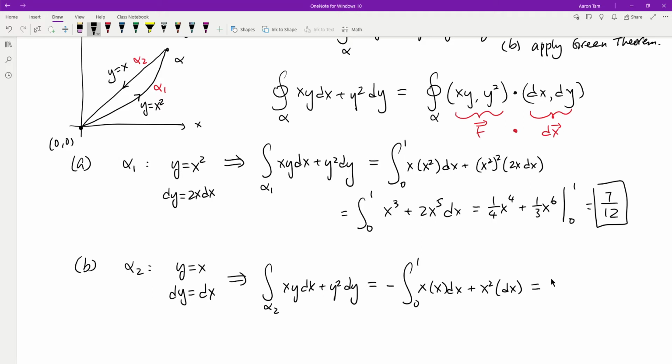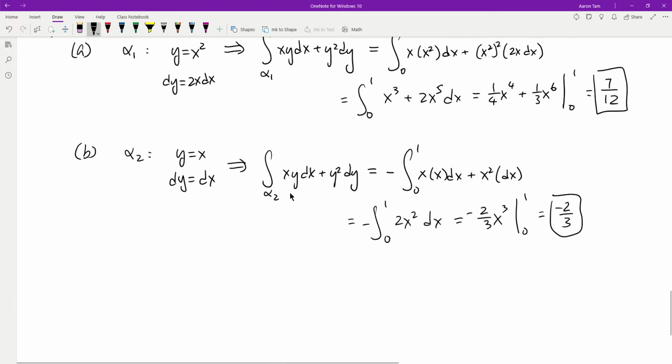So once again, it just requires a little bit of cleanup. That just equals negative integral from 0 to 1 of x squared, 2x squared actually, dx. So that just becomes 2/3 x to the third, varying from 0 to 1 with a negative in front. So that just becomes negative 2/3. So that's not too bad.